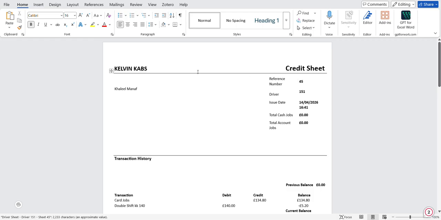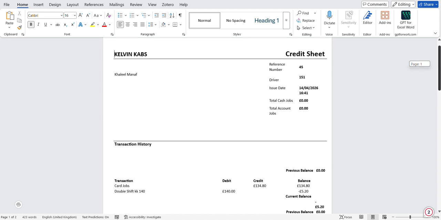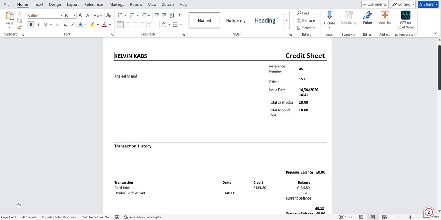Basically, this is what I get: a PDF. Word is easy to explain, but difficult to convert to Excel. This is the weekly credit sheet for my credit card account jobs. This is sheet number 45. My designation is driver 151. My name is Khalil Manaf. This is the issue date.